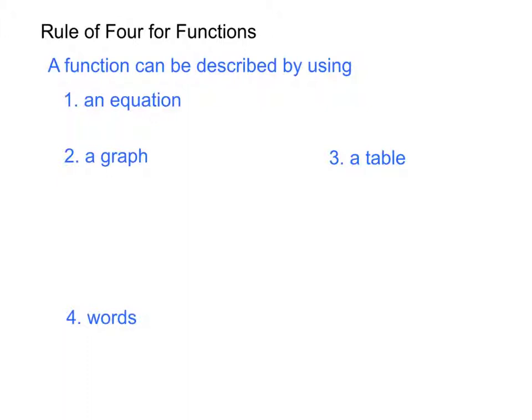Next, I'd like to go over something called the rule of 4 for functions, which says that there's 4 different ways of describing or representing a function. 1, by using an equation. 2, by using a graph. 3, by using a table. And 4, by using words.